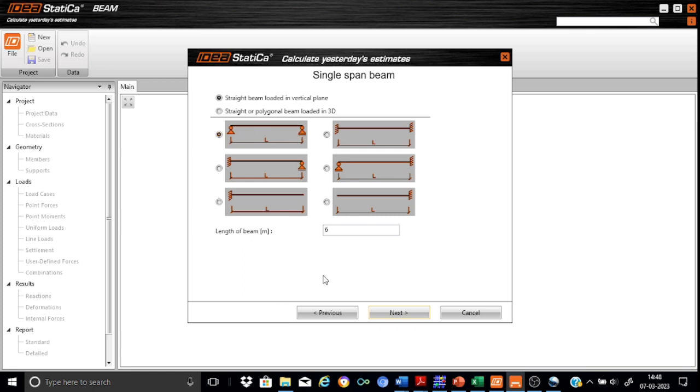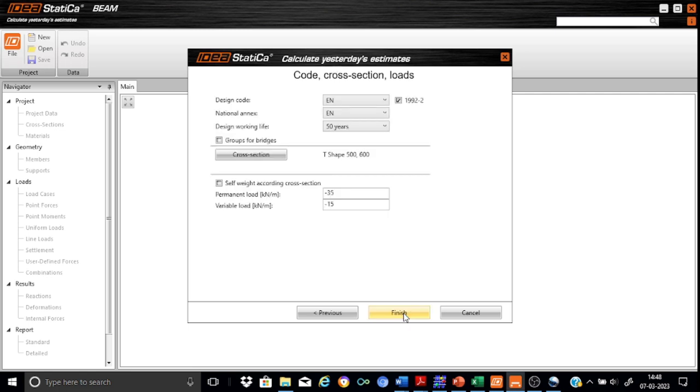So let us provide the length of the beam as 6 meters. Again, press next. Now the design code will be EN, and the national annex will be EN only. Design working life will be chosen as 50 years. Now let us proceed to the cross section.